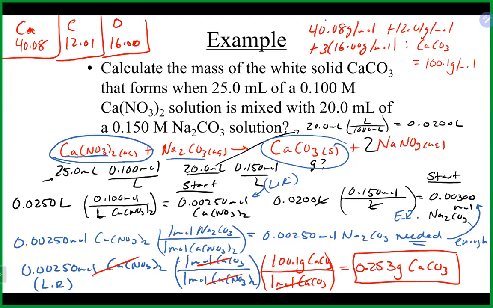3 sig figs, because pretty much everybody's 3 sig figs there in that problem, and we pretty much multiplied and divided all the way through, so we end up with about 3 sig figs at the end.